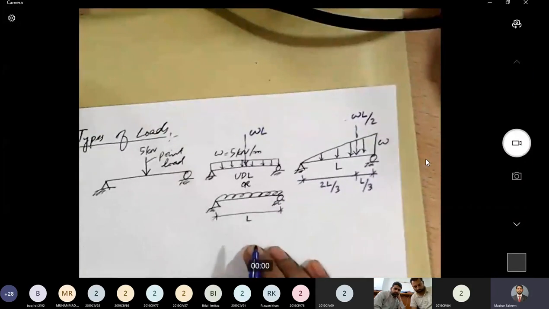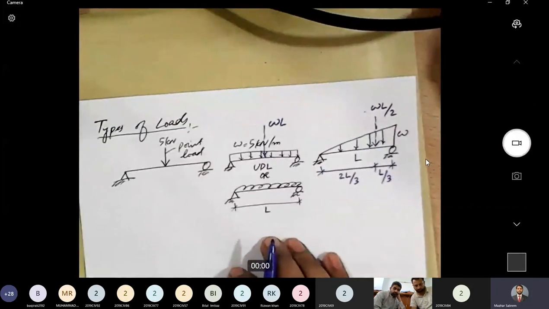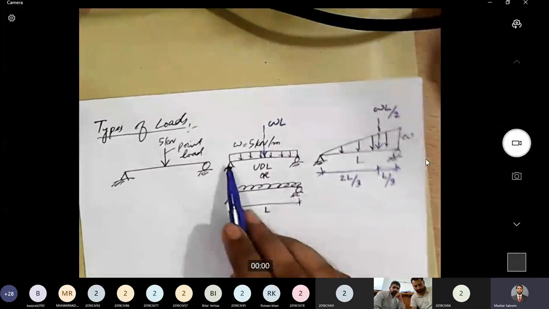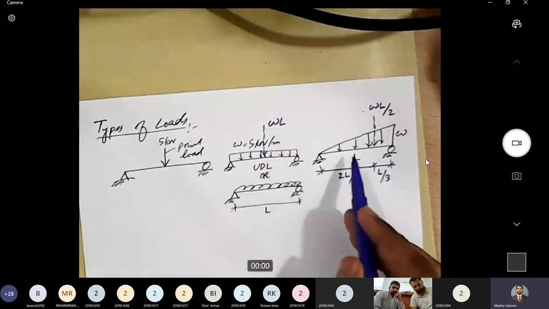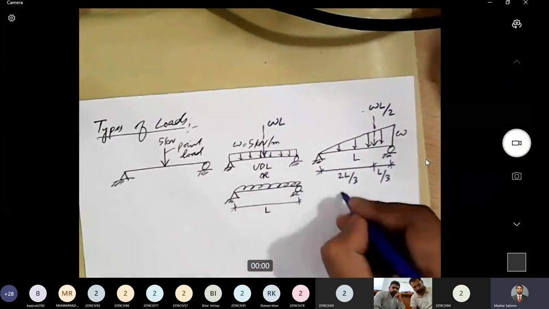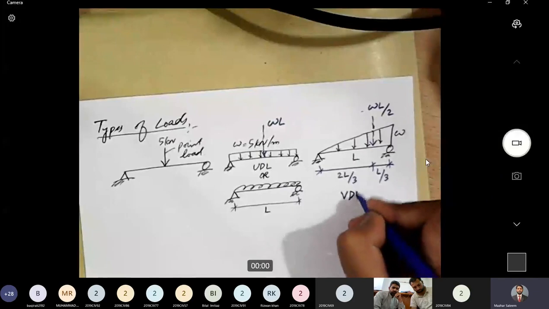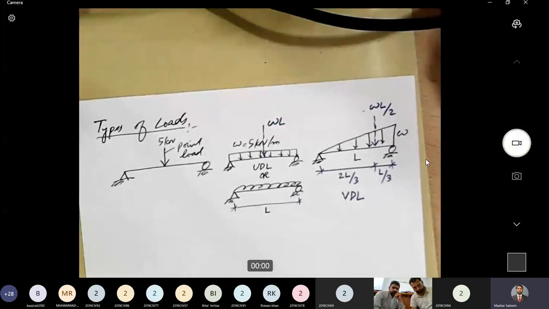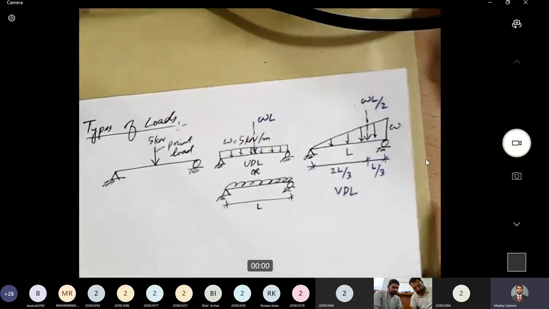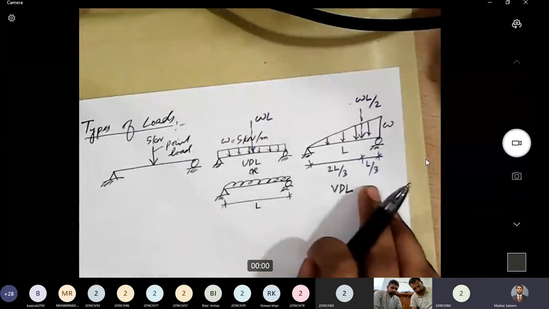So these are three types of loads that we will be dealing with: a point load, a uniformly distributed load, a varyingly distributed load. This is abbreviated as VDL, varyingly distributed load. And practically, I will repeat the concept of WL one more time.